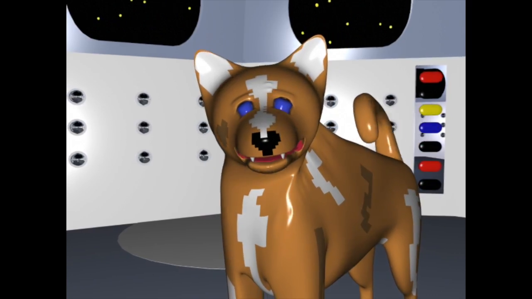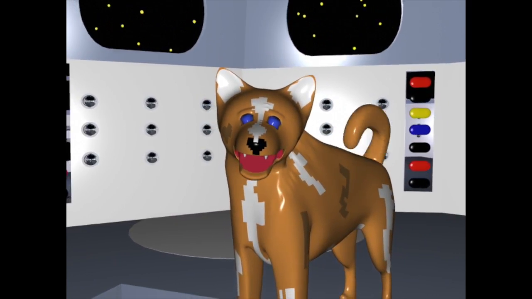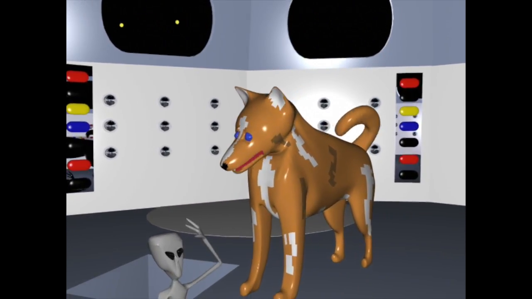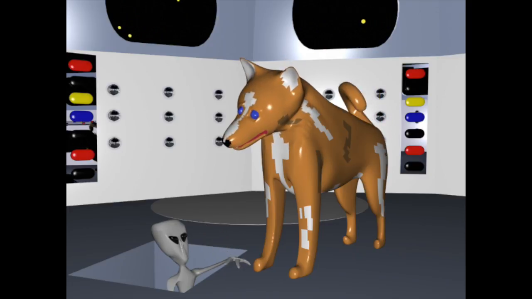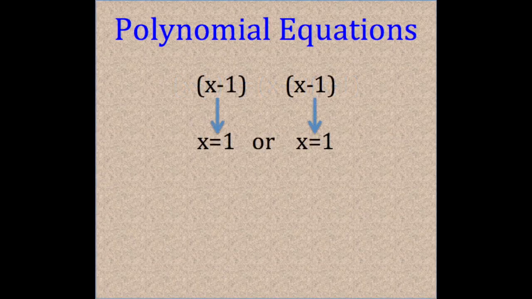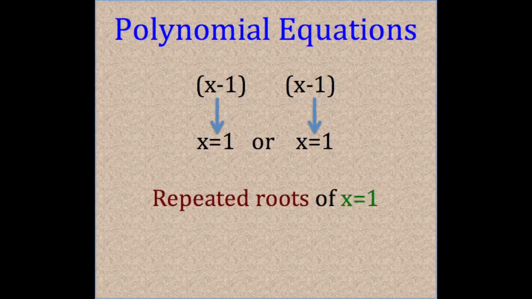Carl, sometimes we have a situation where a polynomial has the same solution more than once. Hey, Carl! Need help? In this case, x equals 1 2 times. We call these repeated roots.